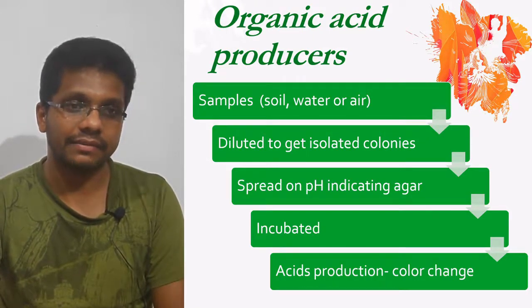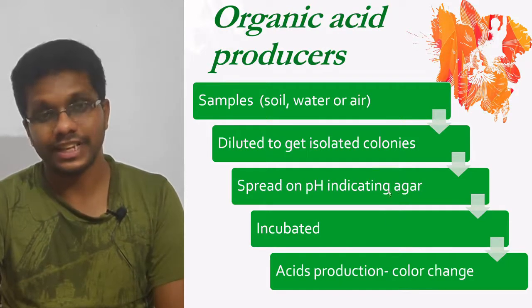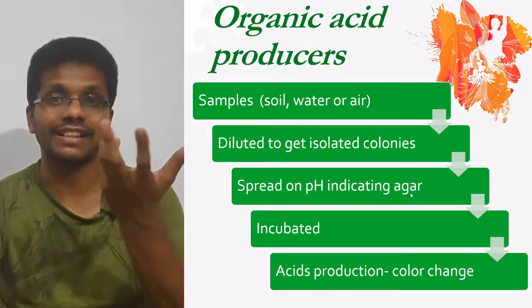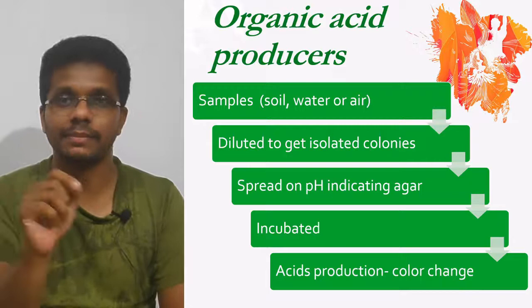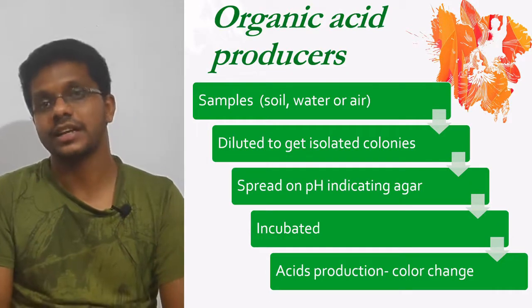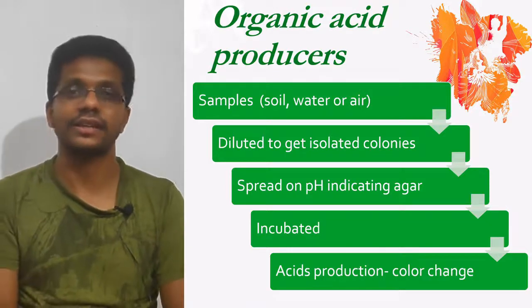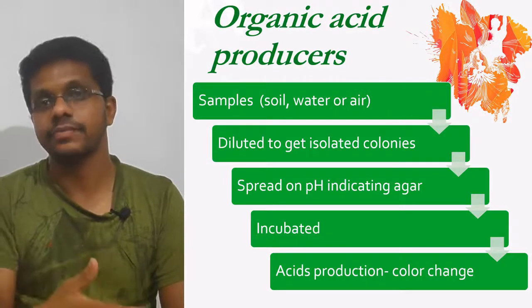Our agar plate has a pH indicator. So if the microorganism is producing an acid, an organic acid or any type of acid, there will be a color change in the medium. The colonies which are producing the acids can be easily identified after incubation, because the colonies producing acid will have a color change around them. In that way we can find the microorganism very easily.